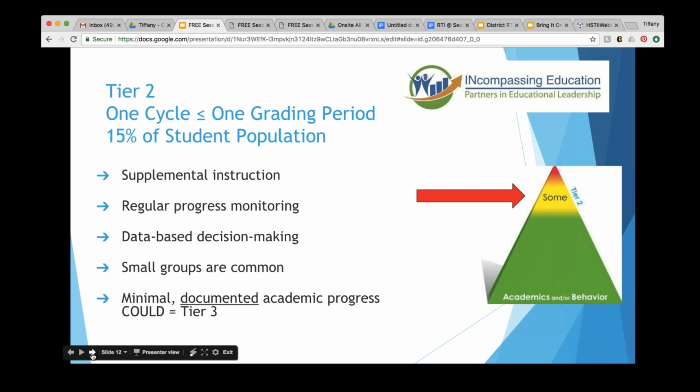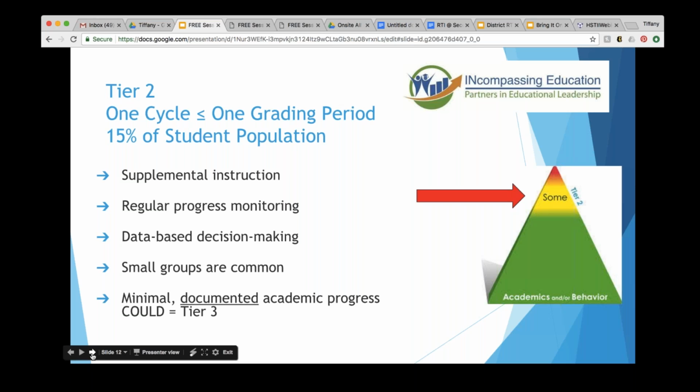At Tier 2, one cycle is typically less than or equal to one grading period. So as a good rule of thumb, the research recommends somewhere from 6 to 8 weeks that the students will be participating in a Tier 2 cycle. This is about 15% of your student population. And remember that this is supplemental instruction. This is in addition to what every student is already getting at Tier 1. Regular progress monitoring is still going to continue.